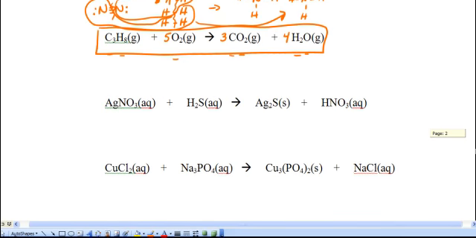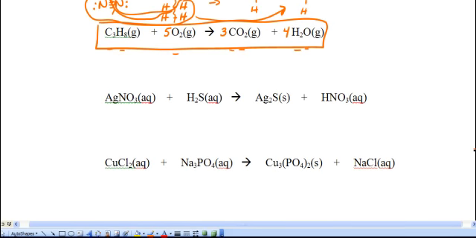Again, we're trying to show you that you have the exact same numbers of each element on the reactant and product side. And in this next reaction, we have silver nitrate reacting with hydrogen sulfide dissolved in water, so it's aqueous, forming a silver sulfide solid and nitric acid. And so in this case, we're dealing with a couple of polyatomic ions, or actually one polyatomic ion, nitrate. And it's usually easier to balance polyatomic ions keeping them together as a unit, if possible.